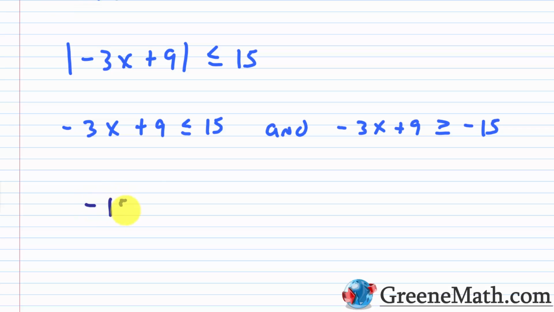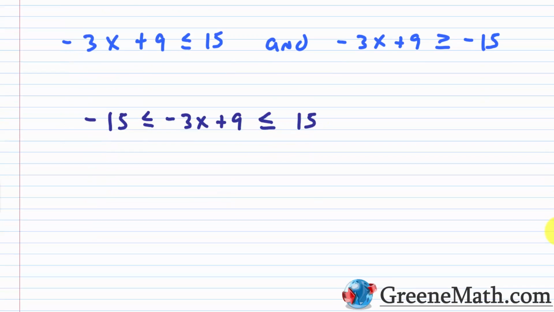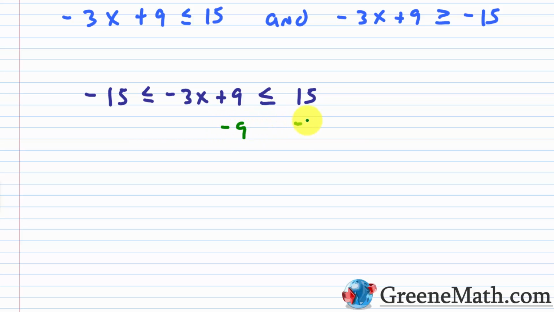So negative 15 is less than or equal to negative 3x plus 9, which is less than or equal to 15. All right, let's solve this guy. So we're going to subtract 9 away from each part here. Negative 15 minus 9 is going to be negative 24. This is less than or equal to, you've got your negative 3x here, and this cancels. Then this is less than or equal to, 15 minus 9 is 6.